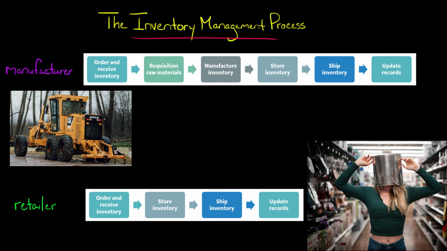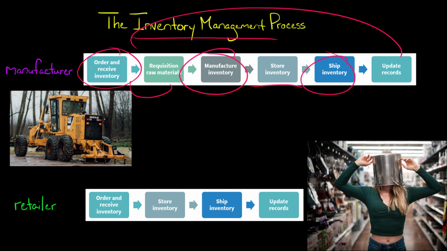So, basic overview of the steps. The manufacturer is going to order and receive raw materials inventory. Then they're going to put those raw materials into production and manufacture the inventory, store it until it's ready to be shipped or delivered to customers, and then make sure that they update the inventory records at all points throughout.